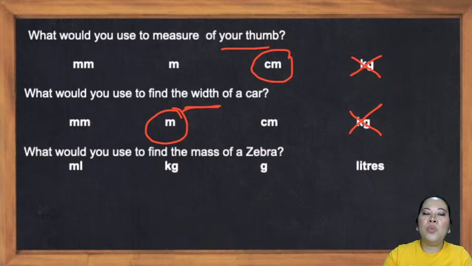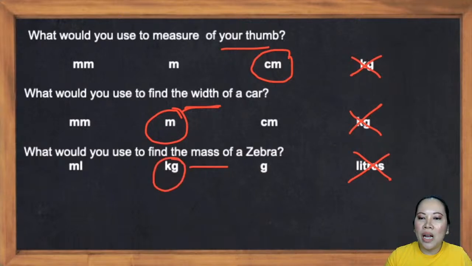Okay, what would you use to find the mass of a zebra? Of course, liters is out of the options because liters is used to measure volume, and since you are asked for the mass, what should you use to measure the mass? Yes, that is right. You measure it by kilogram.